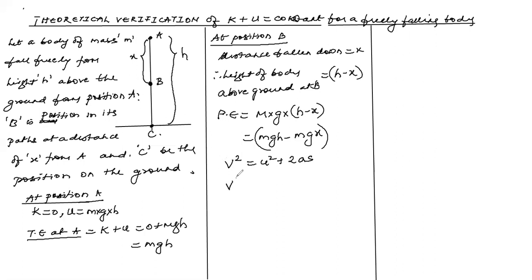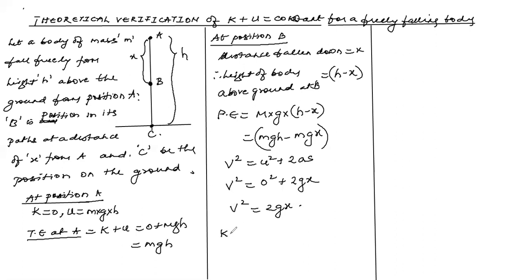Okay, so let's see here. I want v square equal to u square, which was 0 because at A the initial velocity is 0, plus 2 into a, where a is g, the acceleration due to gravity. But what is the distance it has covered? Oh, it has traveled the distance x. So I'll take x. So v square equal to 2gx. Am I right, children? V square is 2gx.